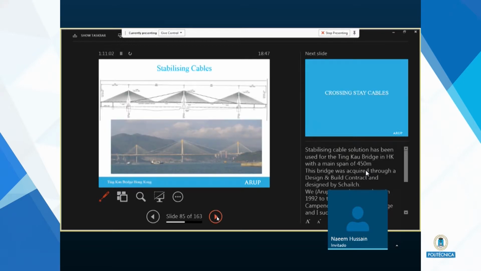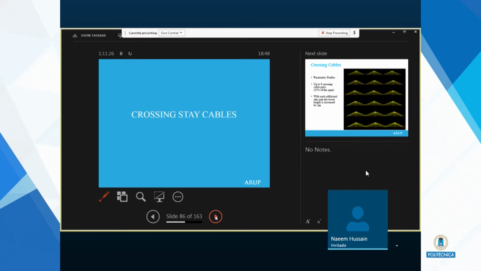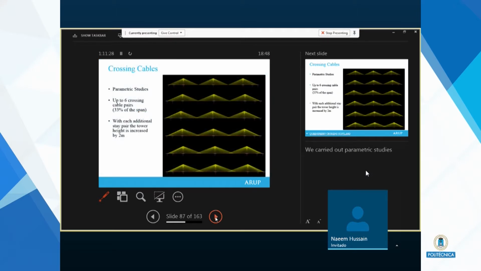The other solution that has been done is to connect from the top. This has been done for the Tingkau Bridge in Scotland, sorry, in Hong Kong. But this is like a 450-meter span. And I'm not sure that it is particularly visually pleasing. It looks very odd to have that anchor cable. So what we did was we said we will go down the crossing cable solution.